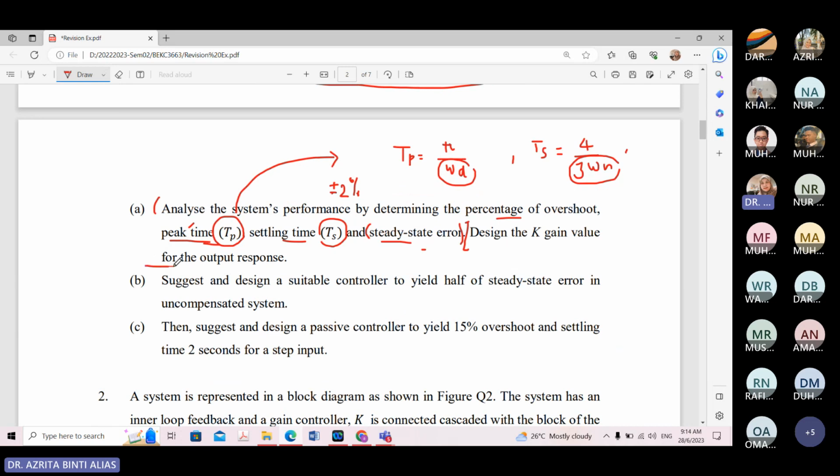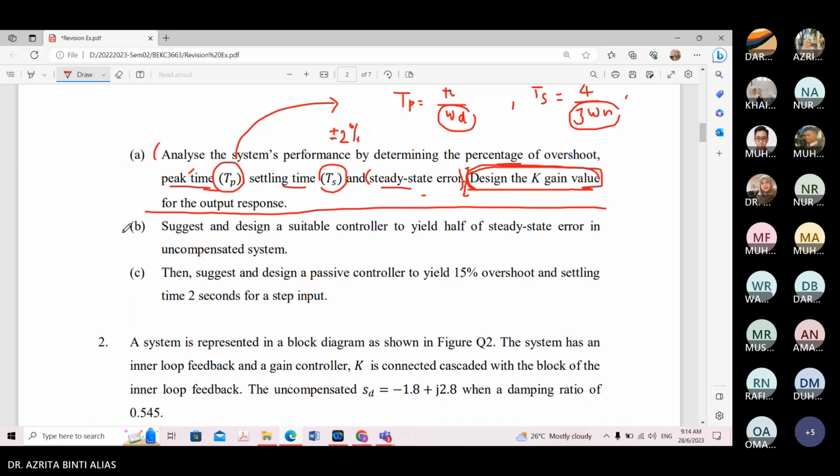Okay, faham? So don't think of doing lead or lag, because definitely in this question, they ask you to design the K gain value. So jangan pula ada yang buat lead or lag.